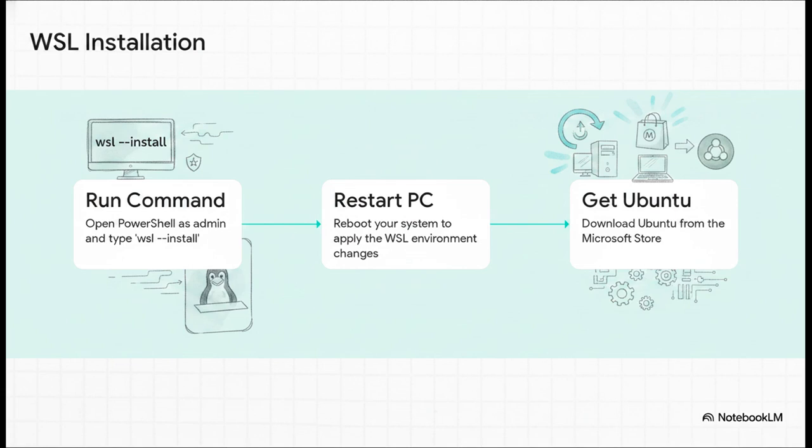Here are your absolute first steps to get that native Linux environment running. Step 1. Open PowerShell as an administrator. Type WSL install and hit enter. Step 2. Once that finishes, restart your entire PC. Step 3. When you boot back up, simply open the Microsoft Store, search for Ubuntu, and hit download. It is really that straightforward to get a Linux engine running right on your Windows machine.